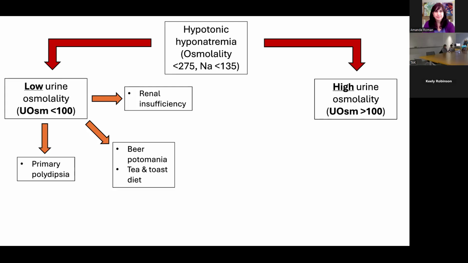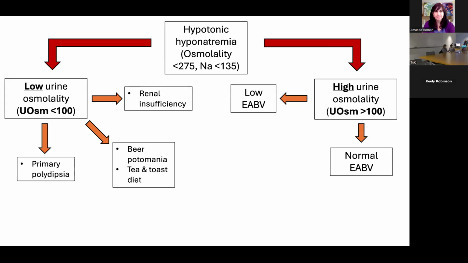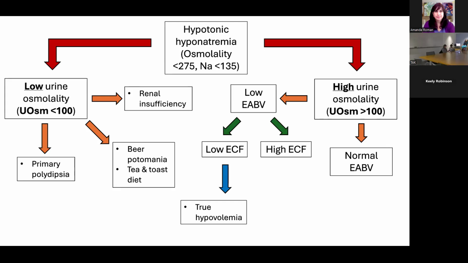Now, if you have a high urine osmolality, some things you want to be looking for next are what's the effective arterial blood volume, which is the EABV. Is it low or is it normal? If it's low, now what's the extracellular fluid? Is that also low or is it high, like in things like heart failure, cirrhosis, nephrotic syndrome, versus low in situations like nausea, vomiting, diarrhea?